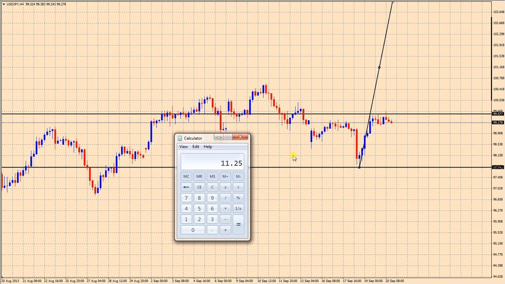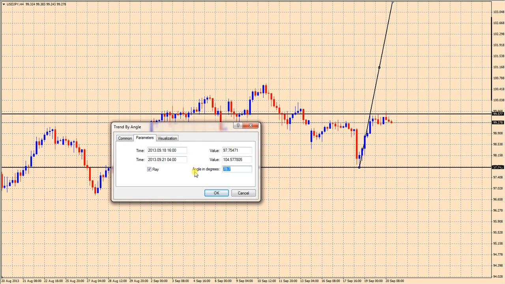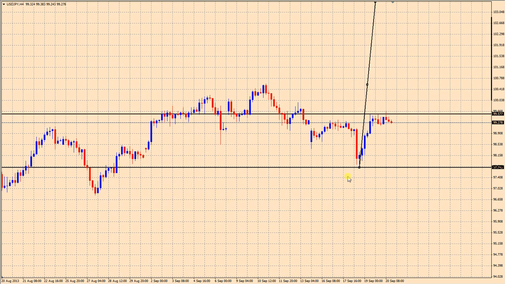So one thing that we can do is divide 11.25 by 2, and we get 5.625 degrees. Now that is 1/16 of 90 degrees. So if we take 90 degrees and subtract 5.625, we get 84.4 degrees roughly, averaged. So if we put 84.4 degrees in, click OK.